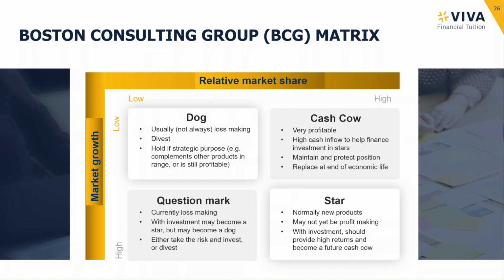And then cash cow. So I'm going to measure, it says very profitable, high cash inflow, so high cash generated for it, maintain and protect the position, replace at the end of its economic life. So cash cow, I would be looking at profitability. You could get specific and say gross profitability, because the higher the gross profit, the more that I'm generating from my cash cow.